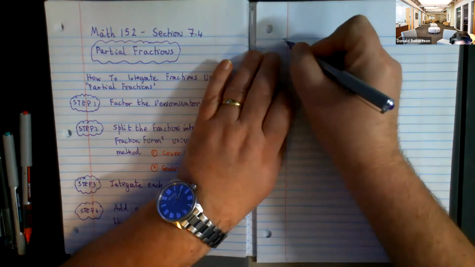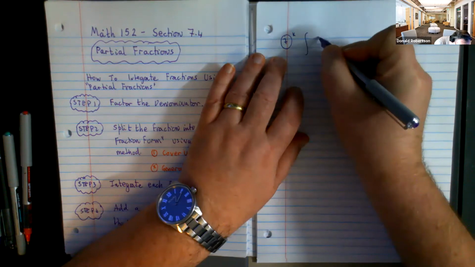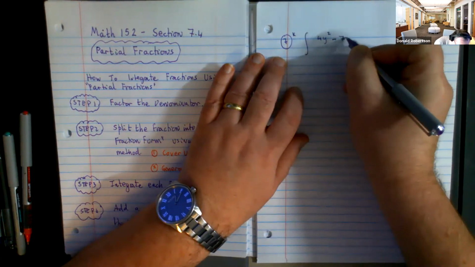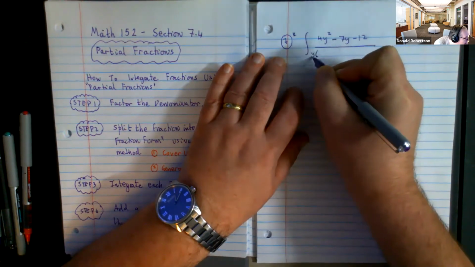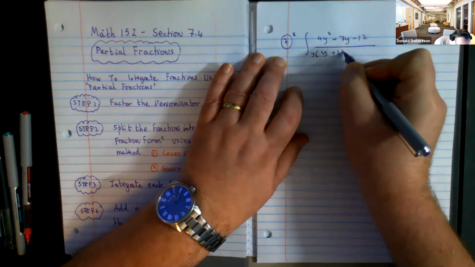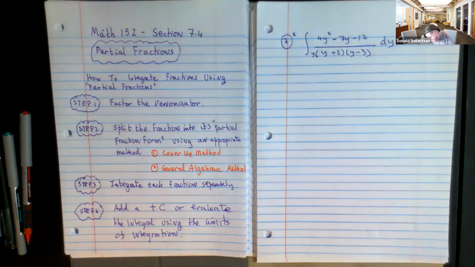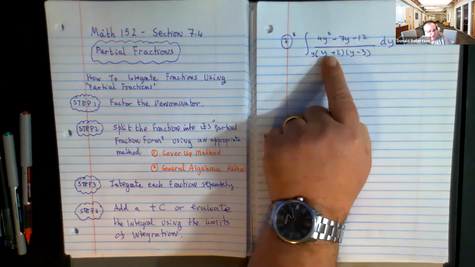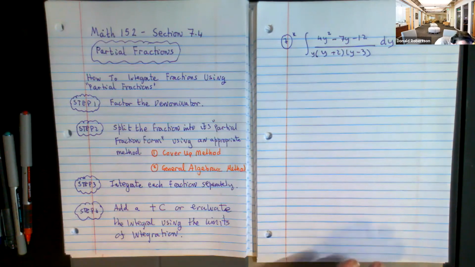This is like question 7. It's going to be 4y squared, take away 7y, take away 12. And on the bottom, it's y, y plus 2, y take away 3, dy. Do I need to do step 1 in this question? Not really a trick question, it's a silly question, isn't it? Why didn't you factor it? It's already factored. So I'm going to jump right into step 2.